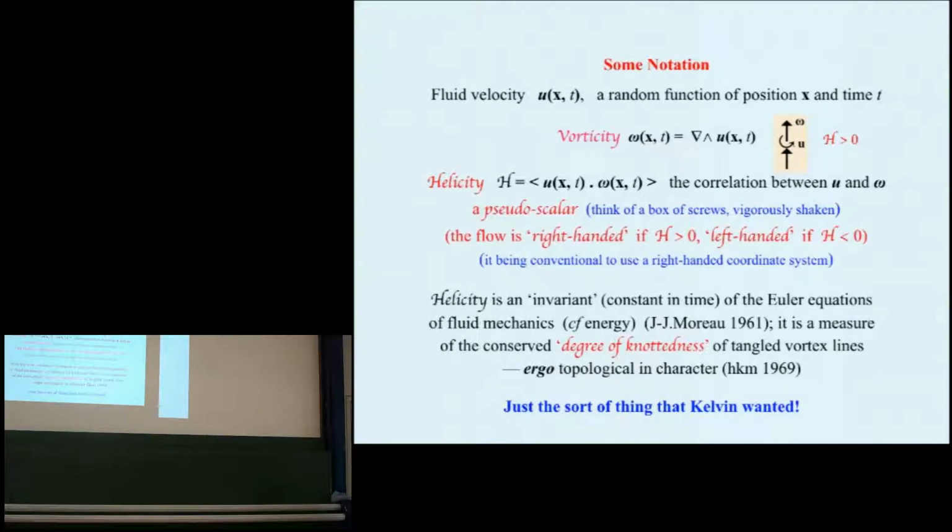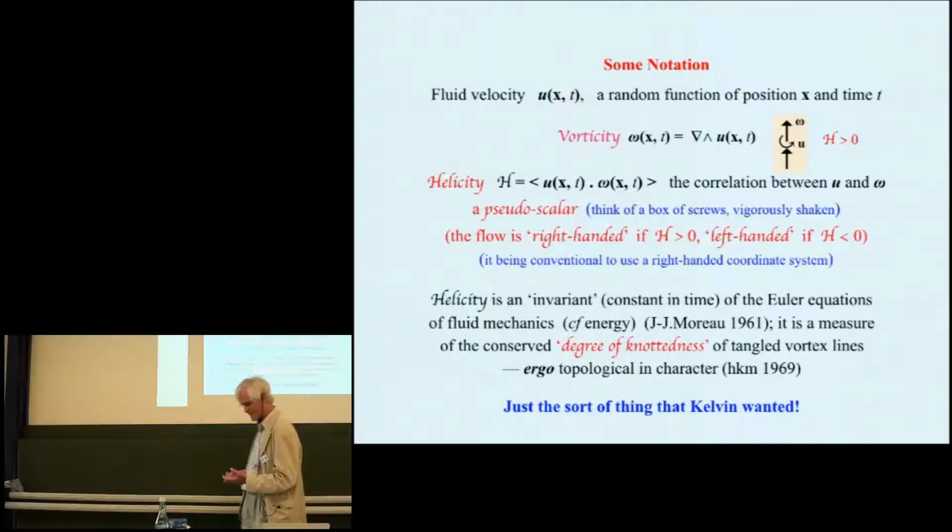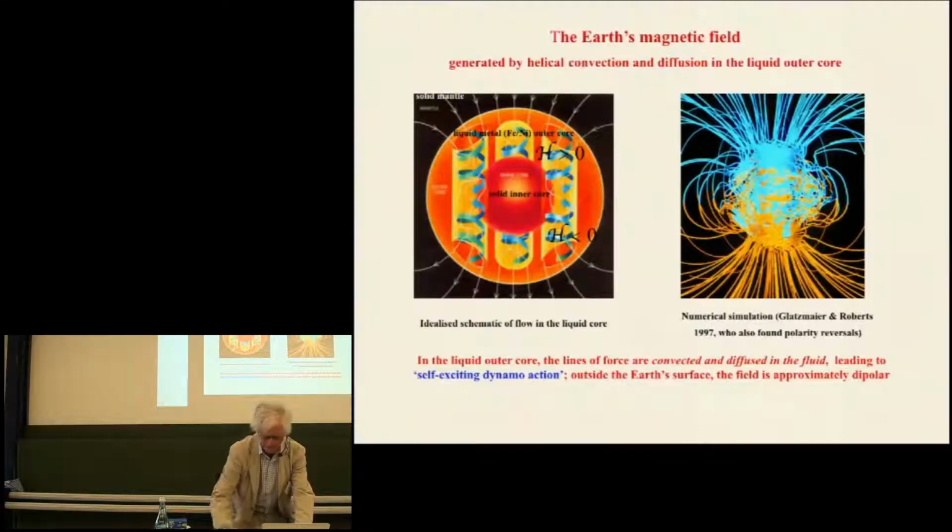But anyway, this helicity, I think, is just the sort of thing that Kelvin would have wanted, but he missed out on it somehow. I mean, he was concerned with topology, he was concerned with knotted vortices. He wanted them to be stable, of course. He wanted all sorts of things which didn't turn out to be the case.